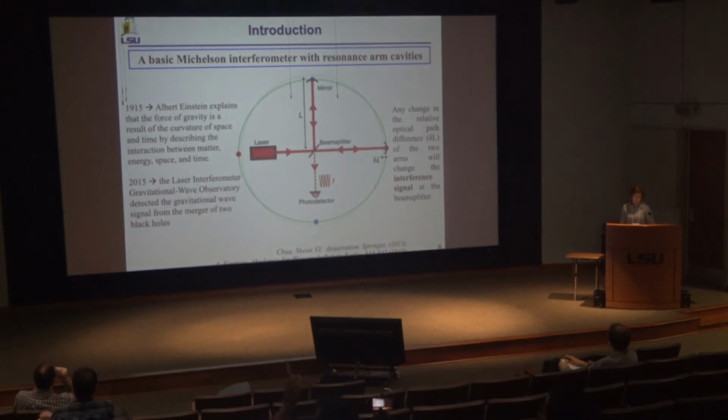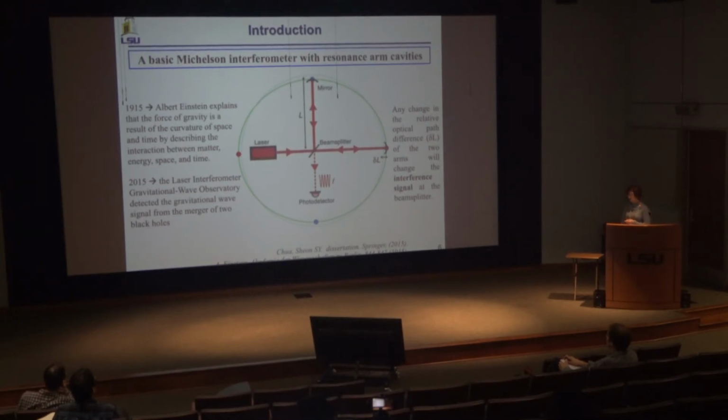After the famous Albert Einstein paper in 1915, the LIGO gravitational wave detectors in Livingston and Hanford had their first detection in 2015, which opened a big door to this area.